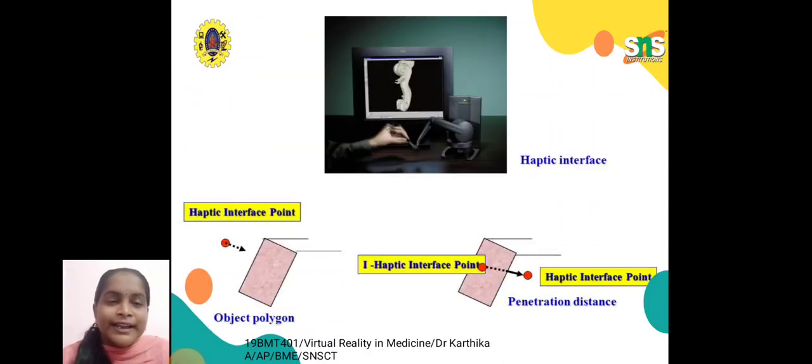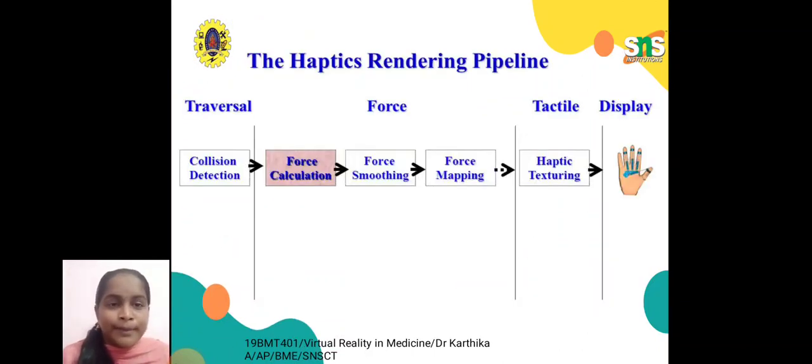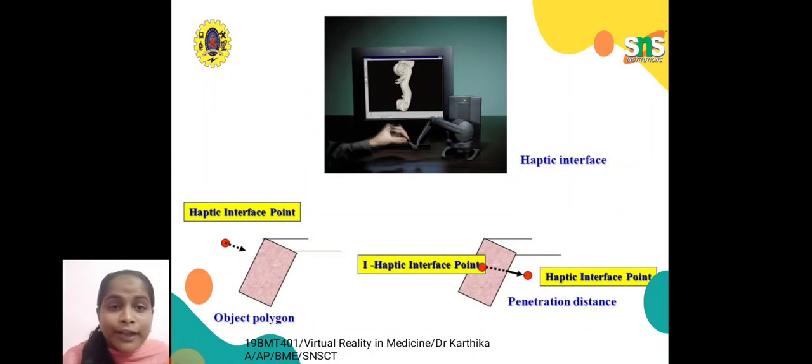In the haptic rendering pipeline, the next stage is force calculation. Previously we discussed collision detection, and in force we have force calculation, force smoothing and force mapping. In this, first we have to identify the haptic interface point. In this haptic interface point, we consider the object polygon, and the first haptic interface point is identified, and it should be in line with the haptic interface point at the final stage. It shows the penetration distance.